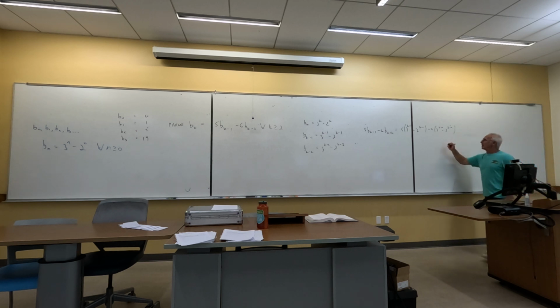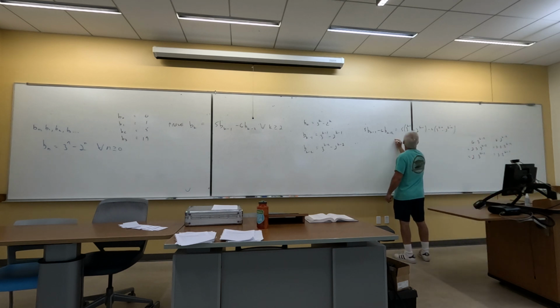Beef it up? Yeah. Okay, so if I beef this up off to the side, 6 times 3 to the k minus 2, wouldn't this be 2 times 3 times 3 to the k minus 2, which would be 2 times 3 to the k minus 1? Does everyone agree with that step? And then 6 times 2 to the k minus 2 would be 3 times 2 times 2, and then 3 times 2 to the k minus 1. Aha!